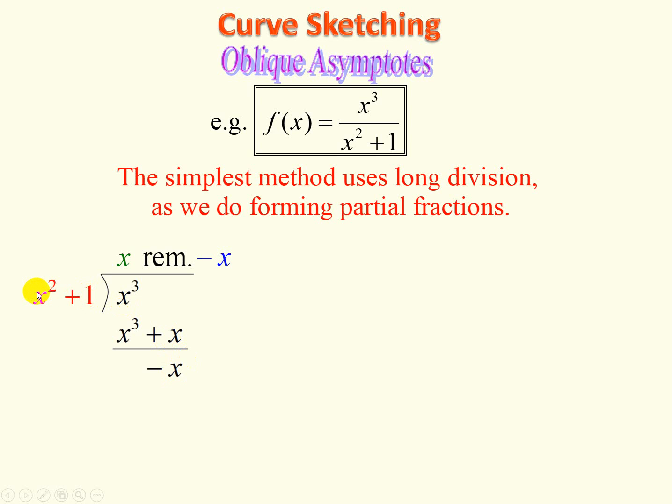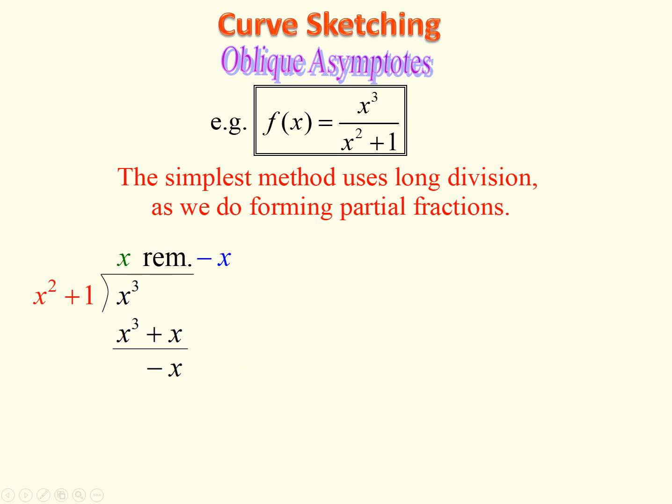So remember, it's divide, multiply, subtract, and then remember the next step usually is bring down, but there's nothing to bring down. So that's the remainder, because x squared won't go into minus x.